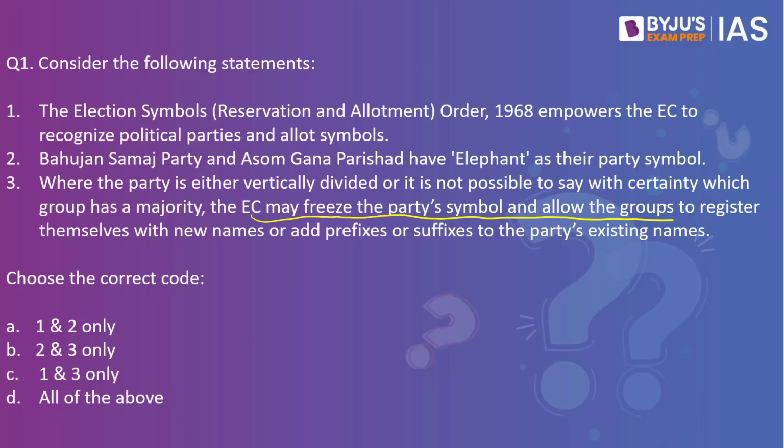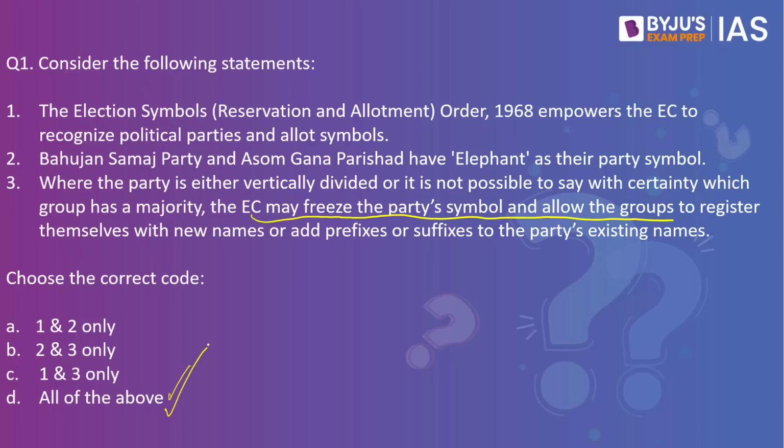This question has been asked with reference to what is happening in Maharashtra's Shiv Sena. The party, being divided into 2 parts, has now gone to the Election Commission of India, asking the commission to give it the right to use the original symbol. The correct answer here is D. All the 3 given statements are correct.